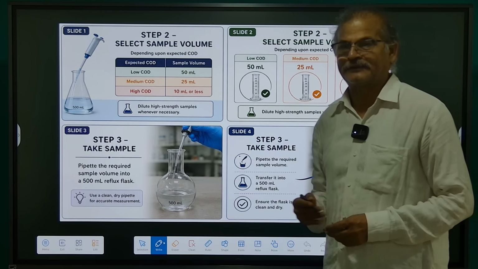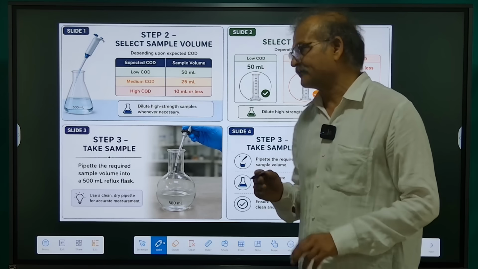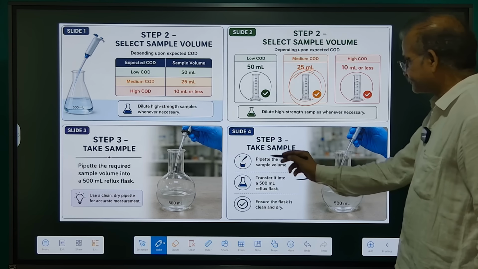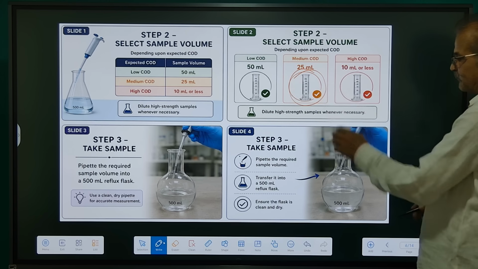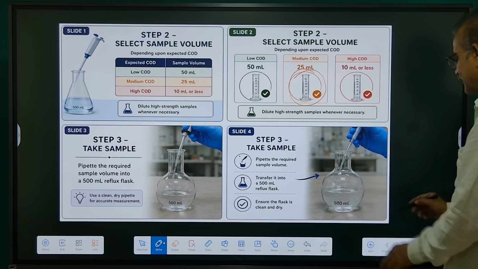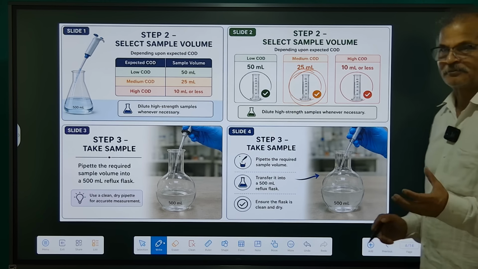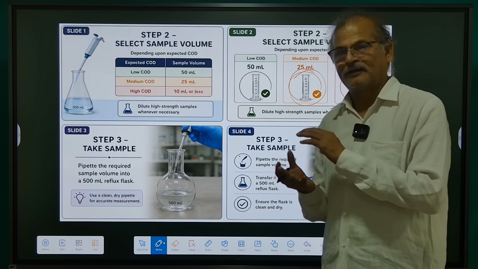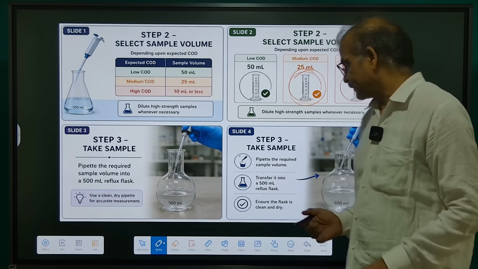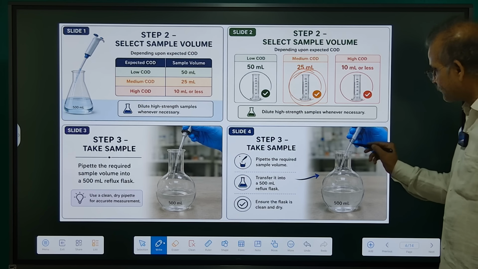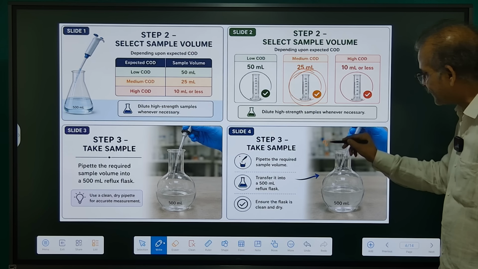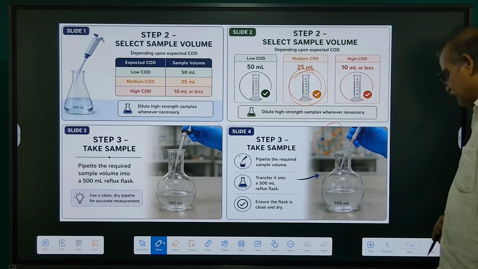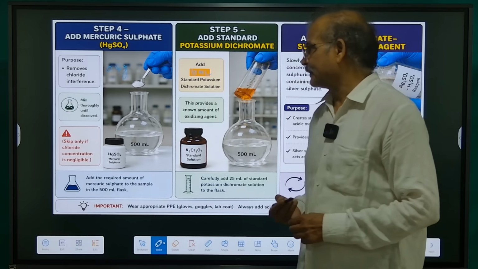Since it is the COD of medium range, we take 25 ml of the sample with the help of a pipette in the reflux flask. The reflux flask is a special flask with tubes, so that it can be heated on the heating element. So we transfer 25 ml with the help of a pipette into the reflux flask, ensuring that the flask is properly cleaned.